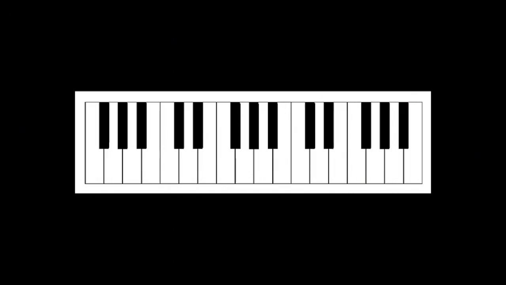Now let's go ahead and look at the musical keyboard to get a visual representation of steps and skips. Let's go ahead and add our musical alphabet to the keys. We've got A, B, C, D, E, F, G, and at that point, it repeats. Now remember, if the distance between two notes moves by one letter of the musical alphabet, it's called a step.